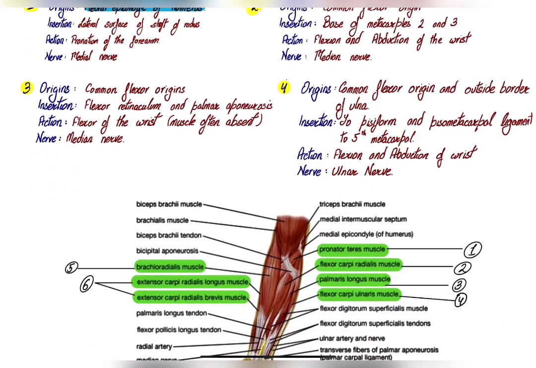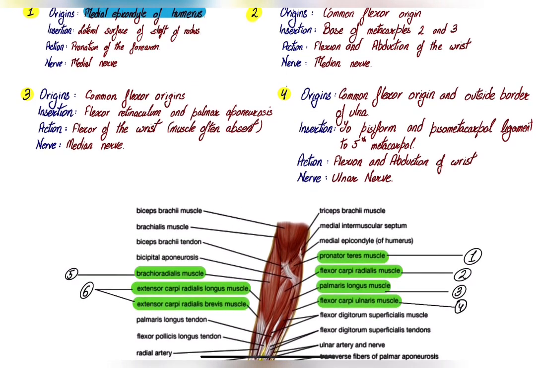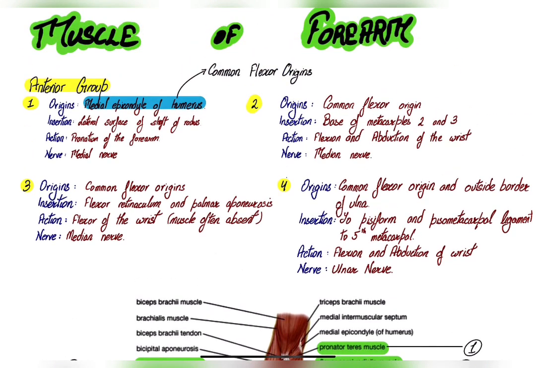The anterior group has four muscles, namely the pronator teres muscle. Now, the pronator teres muscle has its origination from the medial epicondyle of the humerus. Now, the nerve is the median nerve. The thing to be noted over here is that the origination of this muscle, the medial epicondyle of the humerus, is also known as the common flexor origin, because all these muscles help in flexion.